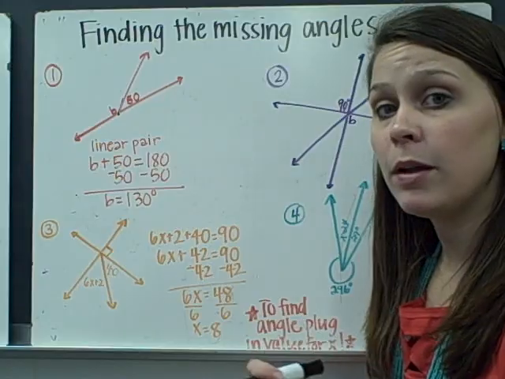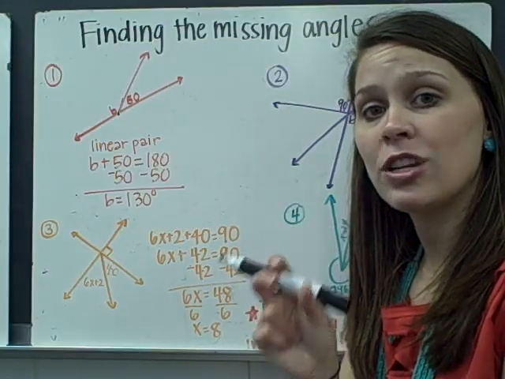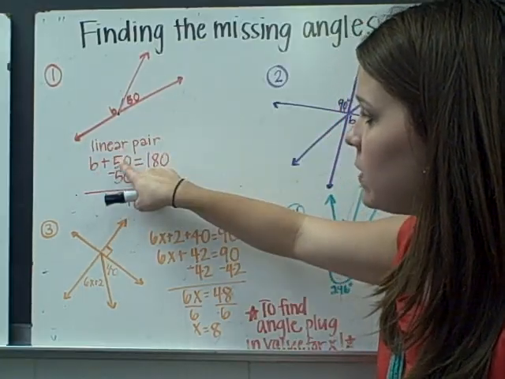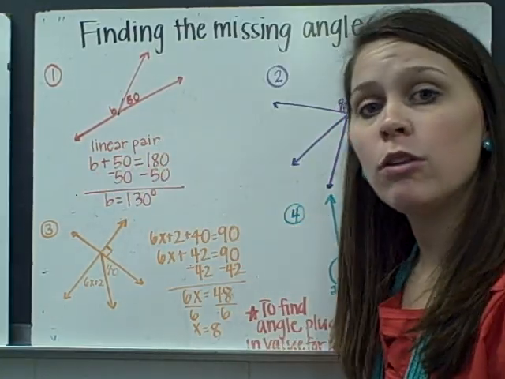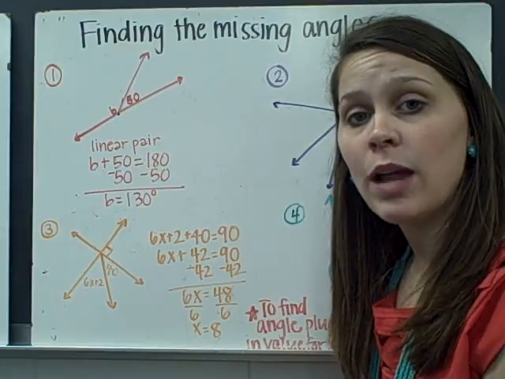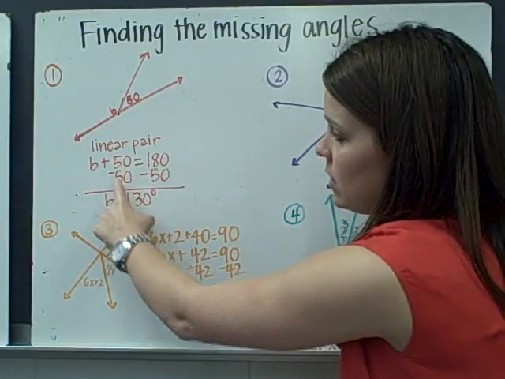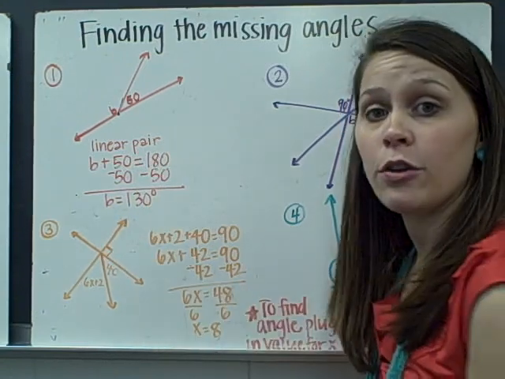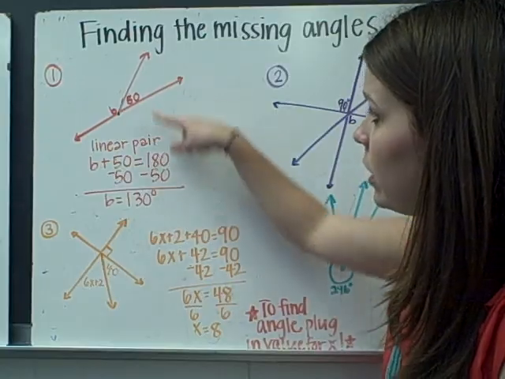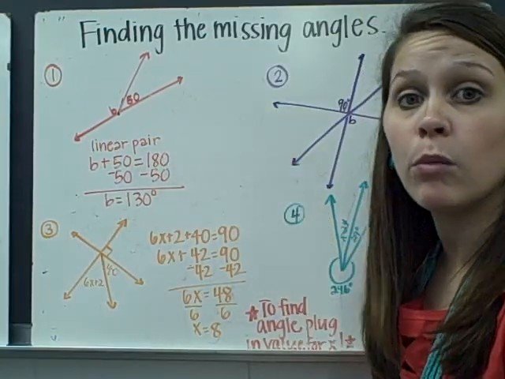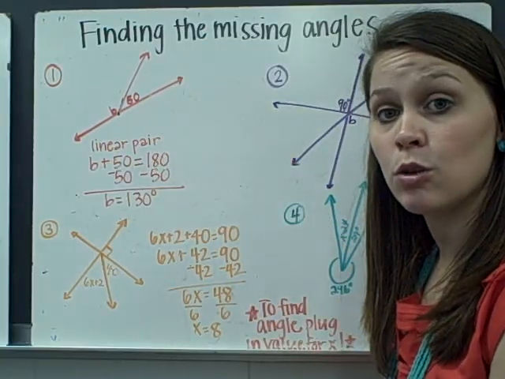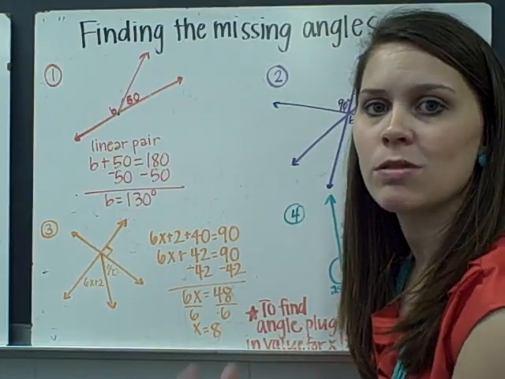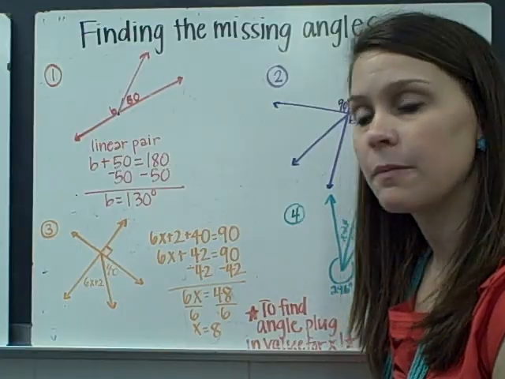Well, we know supplementary means that the two angles should add up to give us 180. So we should have B plus 50 equals 180. Now you just set up a one-step equation. So now we solve for B. It's plus 50, so we subtract 50 on both sides, and we get B's measurement is 130 degrees. Well, 130 plus 50 does give me 180, and we know that's correct because these are supplementary angles, and all supplementary angles add up to 180 degrees.